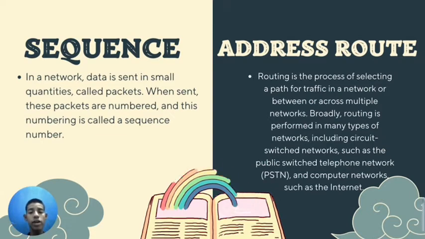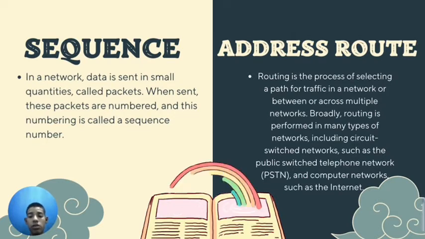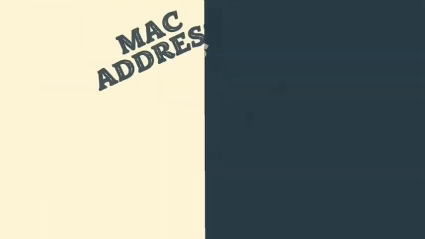And next, we go to address and route. Routing is the process of selecting a path for traffic in a network, or between or across multiple networks. Broadly, routing is performed in many types of networks, including circuit-switched networks, such as the public switched telephone network (PSTN), and computer networks such as the Internet.